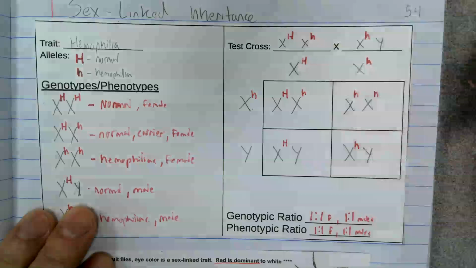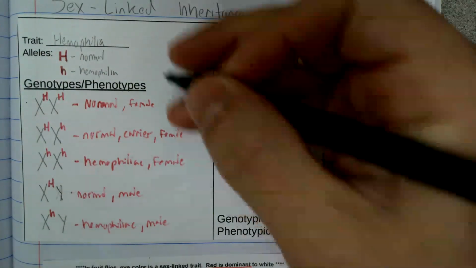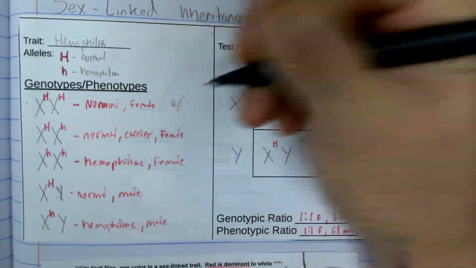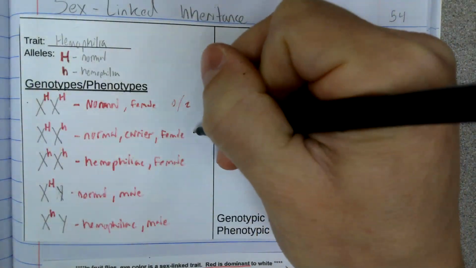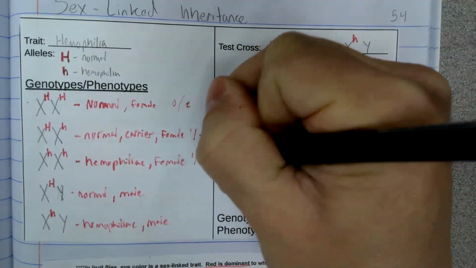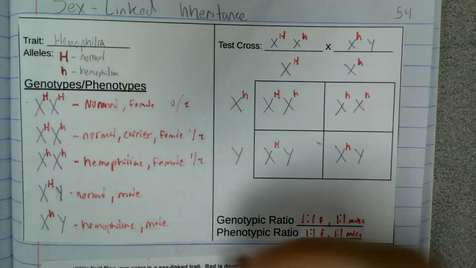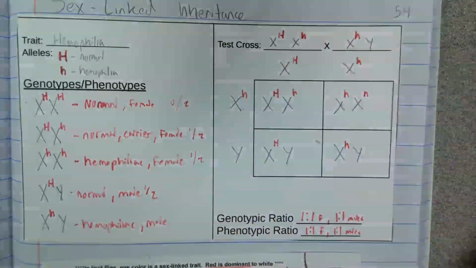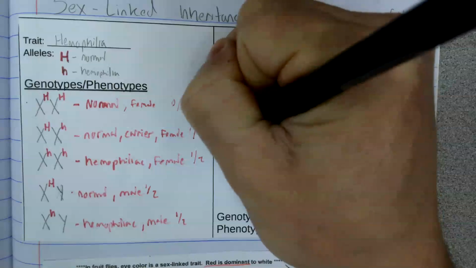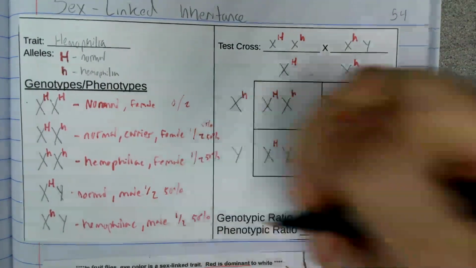So over here, our ratios don't have to lump males and females together. We have 0 out of the 2 females homozygous dominant. We have 1 out of the 2 is a carrier and normal. We've got 1 out of the 2 females have hemophilia. And then for the males, 1 out of 2 is normal, 1 out of 2 has hemophilia, of course 1 out of 2, 50%. That can help us do any ratios we need to do.